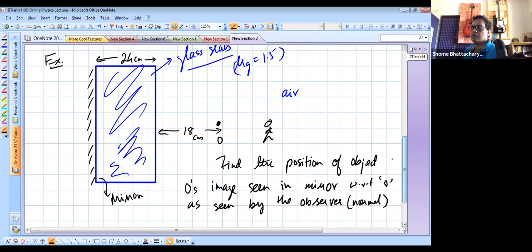Okay. So the observer will be able to see the object directly, and somewhere behind he will be able to see the image of the object. So you have to find with respect to the object, that is from the object, at how much distance behind he sees the image.